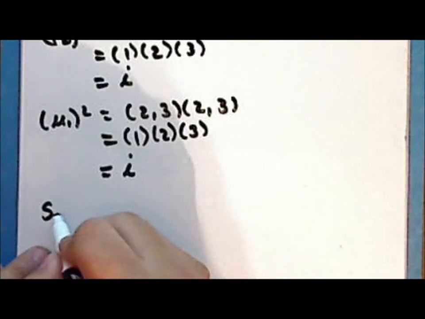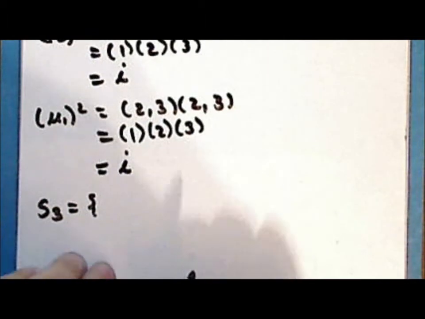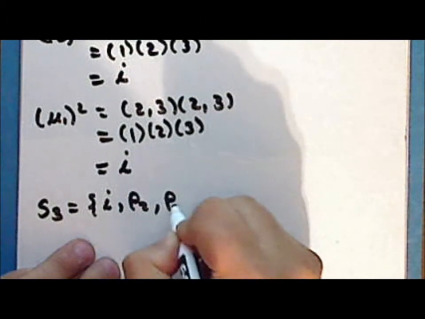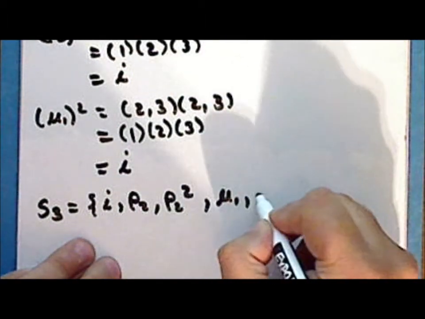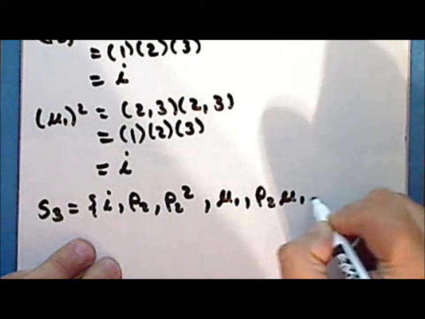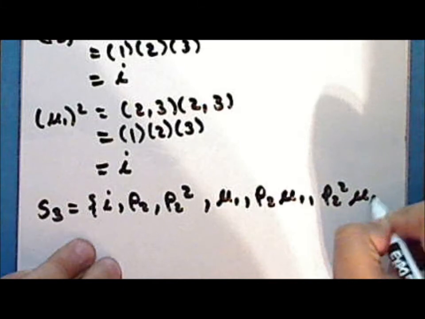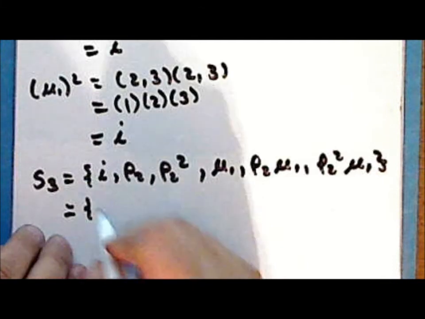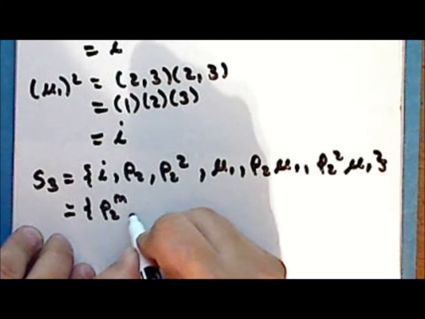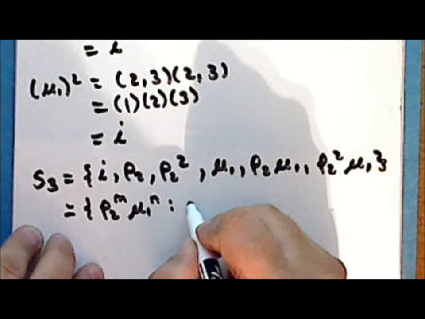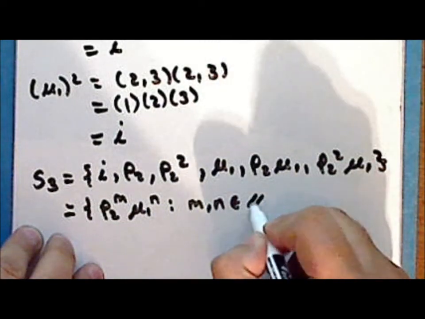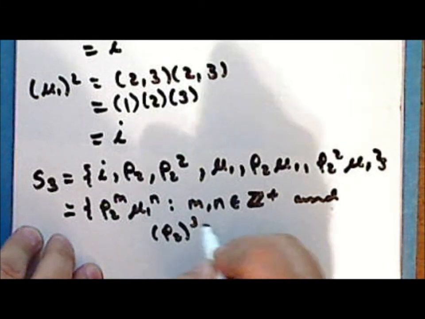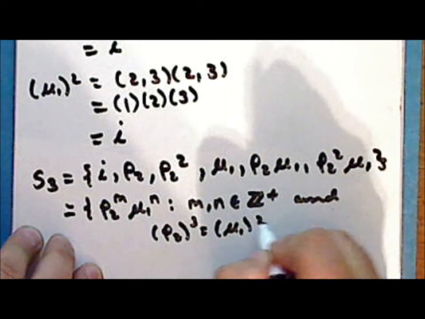And so the symmetric group on 3 letters contains 6 elements, which we can list as the identity, rho sub 2 squared, mu sub 1, rho sub 2 times mu sub 1, and rho sub 2 squared times mu sub 1. That is, the products, rho sub 2 to the power of m times mu sub 1 to the power of n, where m and n are positive integers, and rho sub 2 cubed is the same as mu sub 1 squared, which is the identity.